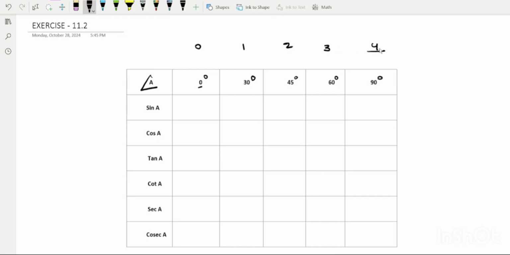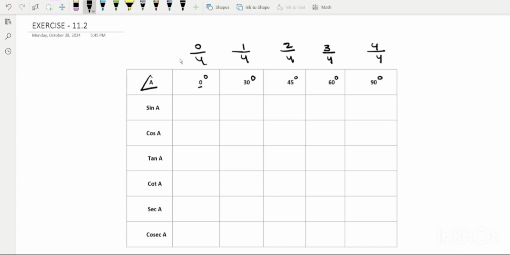The last number is 4. So now divide all these numbers by 4: 0 divided by 4, 1 divided by 4, 2 divided by 4, 3 divided by 4, and 4 divided by 4. You need to remember these angles: 0 degrees, 30 degrees, 45 degrees, 60 degrees, 90 degrees. So the angle starts at 0, and the numbering goes 0, 1, 2, 3, 4. Using this 4, divide all the numbers by 4.